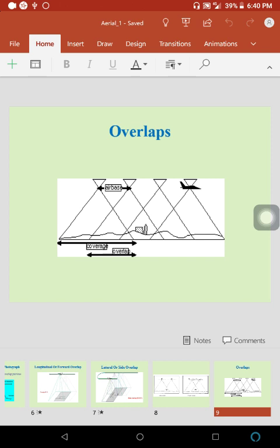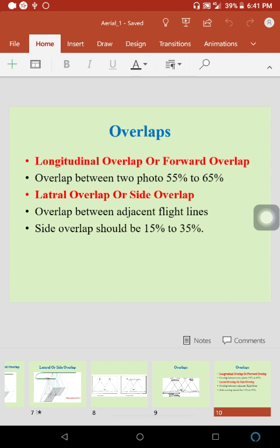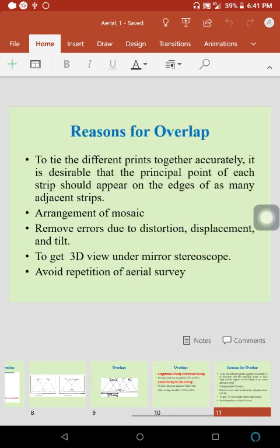So the distance between the two successive exposure stations is called the air base distance. The distance between the two positions of the camera lens in the air is the air base distance. This figure explains the amount of the area, or the percentage of the area, covered by the single photograph. As I said, there are two kinds of overlap: longitudinal overlap or forward overlap. Usually the longitudinal overlap between two successive photos is about 55 to 65%, and the lateral overlap or side overlap is about 15% to 35%, that is the overlap between the adjacent flight lines.